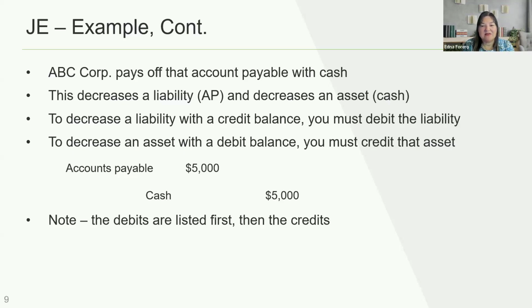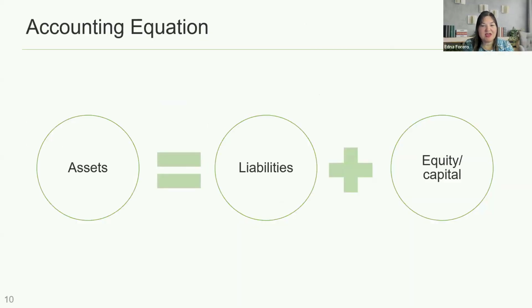So again, remember that the debit and credit columns are staggered. They're opposite, left and right. You'll see there the debit is usually listed first and then followed by the credit. This is a great way to remember that everything must stay balanced. Your assets are going to equal your liabilities plus your equity and capital. So this formula will help you determine whether or not those balances look right.